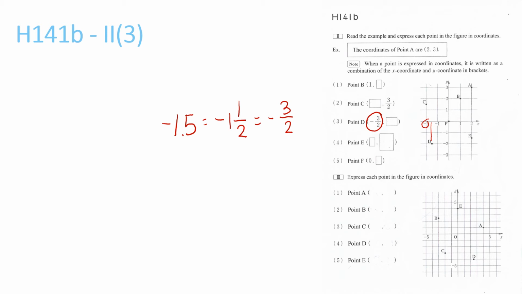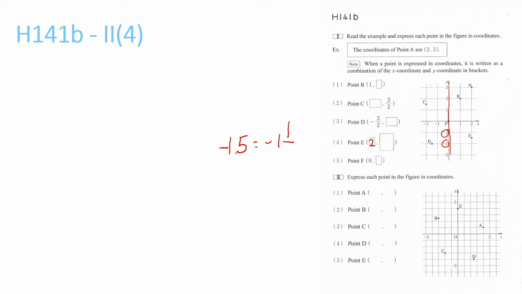And then for the next one, that's the x, because it's on the x-axis, and then you find the y-axis, and since it's in line with negative 2, it's negative 2. Point E is here. On the x-axis, that's 2, because 2 is here and it lines up. And on the y-axis, it's in between negative 1 and negative 2. So it's negative 1.5, which is equal to negative 3 over 2. So you write here negative 3 over 2.